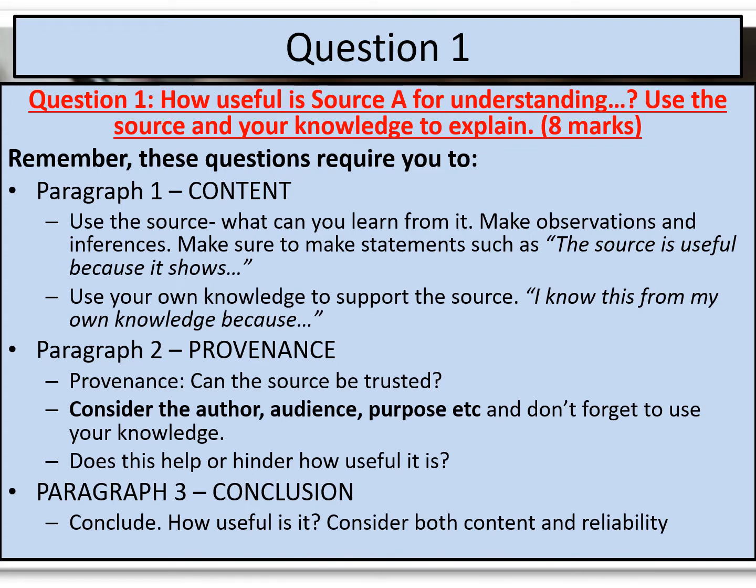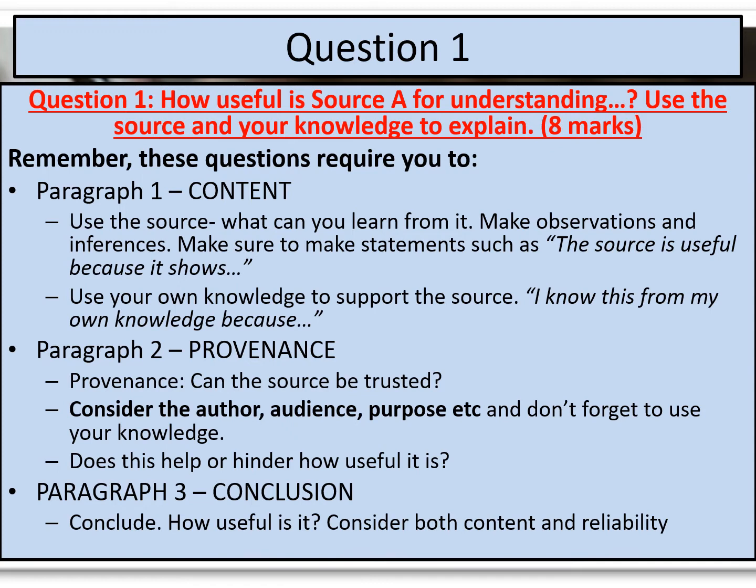Now, once we've done that, our second paragraph that we're going to need to do is one on provenance. Now, this is the thing that students normally forget, but it's absolutely crucial if we want to get above 5 out of 8. So we have to think about the who, the why, and the where. We have to think about, can we trust this source?